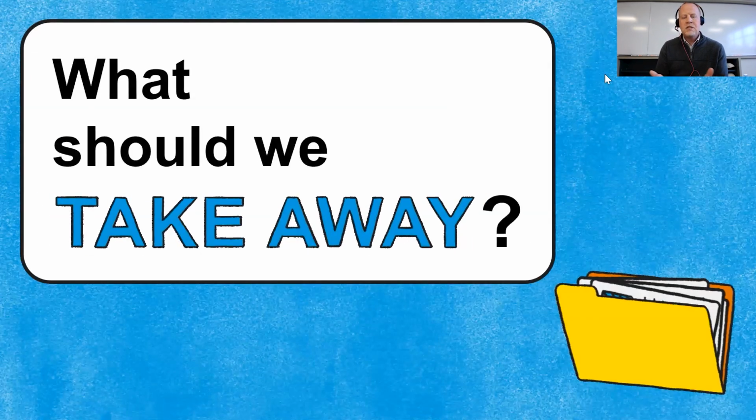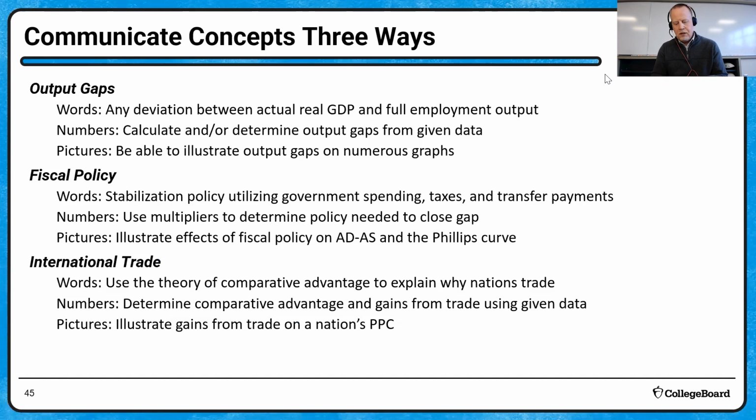All right, so what should we take away from all this? Ultimately, what I hope you take away is the ability to connect concepts in different ways, to express and connect concepts in multiple ways. So we did that 3 different ways. We did that with 3 different concepts: output gaps, fiscal policy, and international trade. And we did that by looking at how they're expressed in words, in numbers, and in pictures. Review that, keep that in mind.